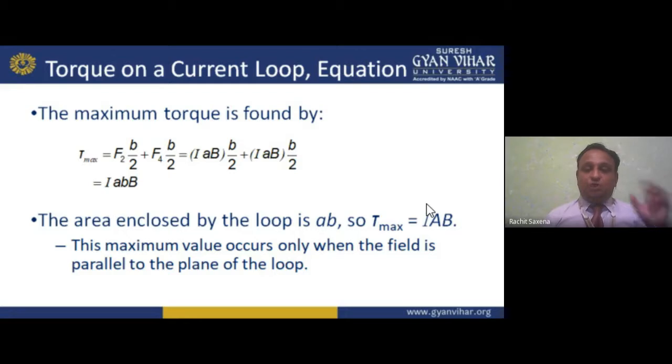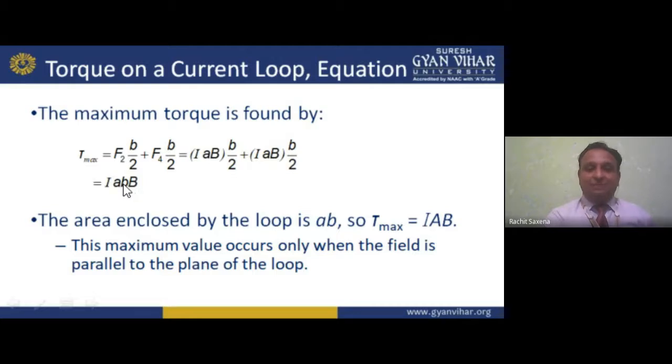The force on 2 is denoted as F2, with the half magnetic field, that is B by 2, plus the force on the fourth side, also with the half magnetic field, B by 2. So we can write IAB B by 2 plus IAB B by 2. If we take the addition of these two, we can directly write IAB into B.